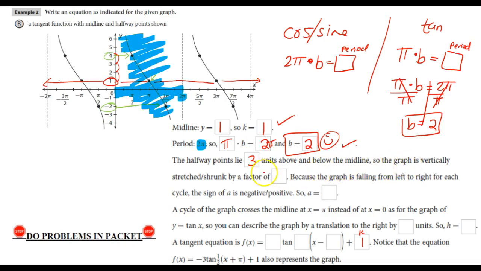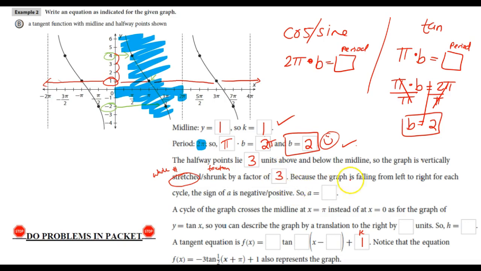So the graph is vertically stretched or shrunk. So think about this. Remember, if it's a whole number, it's a stretch. If it's a fraction or a decimal, then it'll go the other way around. Since 3 is a whole number, it'll be stretched by a factor of 3.